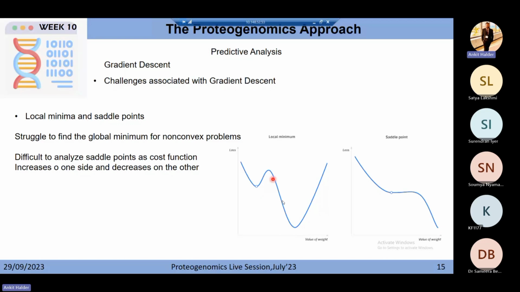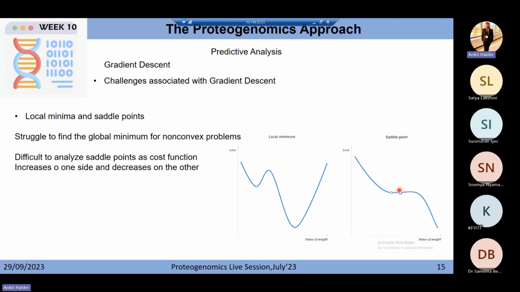This defines the local minimum problem, where you have a local minimum here as well as here, and then you have your saddle points. Saddle points are difficult to analyze as a cost function, because the cost function increases on one side and decreases on the other.